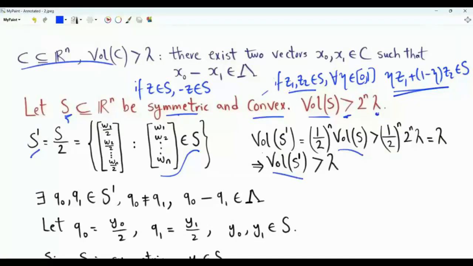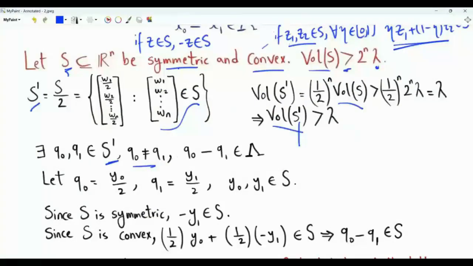If we have a set with a volume that is strictly greater than the volume of the fundamental cell, then there are 2 points, 2 vectors in this set. In our case here, it will be S prime. And let's emphasize that these 2 vectors are distinct. There will be 2 vectors such that their difference is in the lattice. Their difference belongs to the lattice. Their difference can be written as an integer combination of the vectors from b1 to bn.